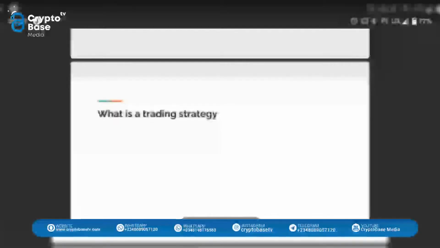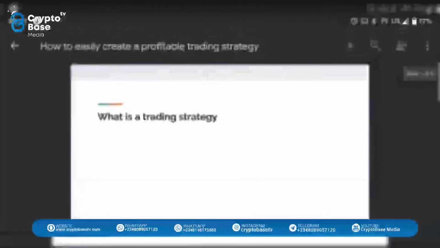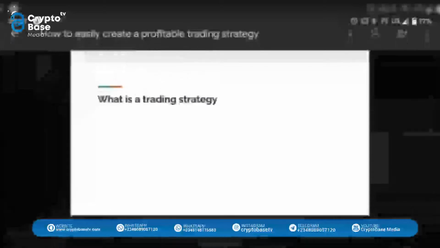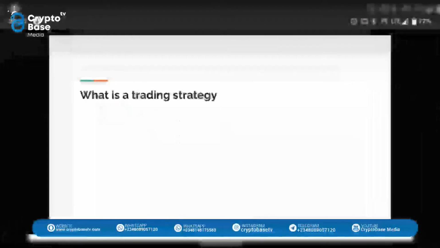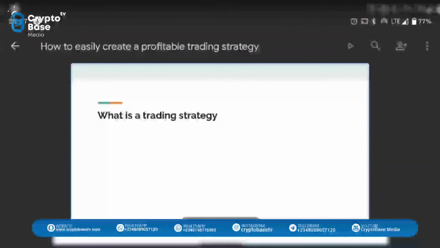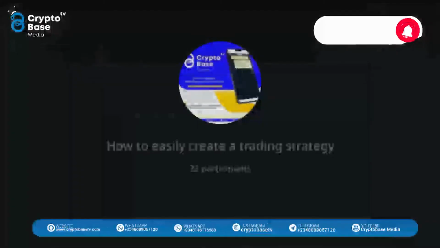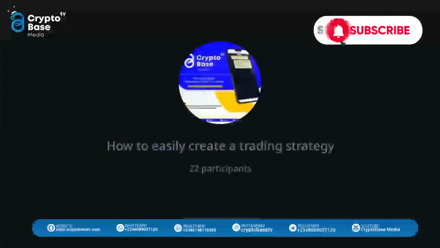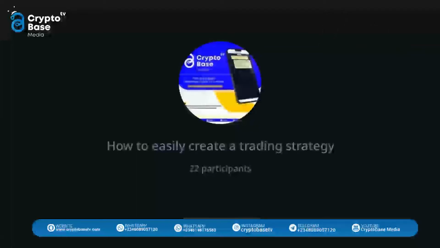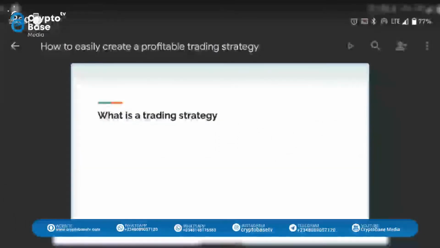What is a trading strategy? For the sake of newbies, it is very important that you first understand what something is before you actually go into it. So, a trading strategy is a method of buying and selling in the market that is based on predefined rules used to make trading decisions.